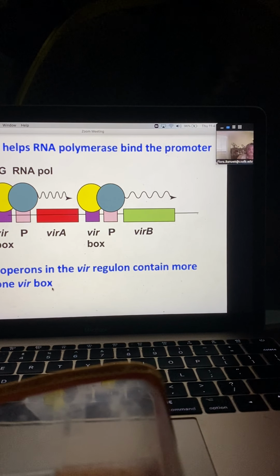Okay. Dr. Bennett, I'm sorry, I'm trying to unmute myself. This is Mike. When you say that there's more than one Vir box, do you mean more than one before the promoter on each? Yes. So there could be like 3 or 4 of these things right next to the promoter.